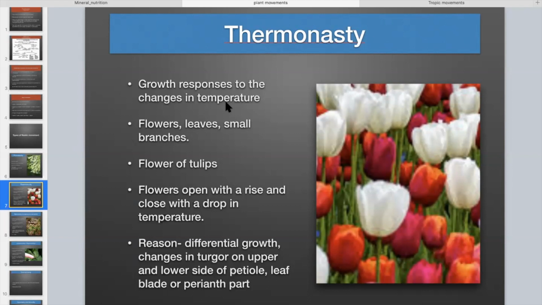So there are many examples of thermonasty where plant organs show response, like flowers, leaves, and small branches. According to temperature, they move. The reason for this thermonastic movement is differential growth. The growth differs in the presence of high temperature and in the presence of low temperature.